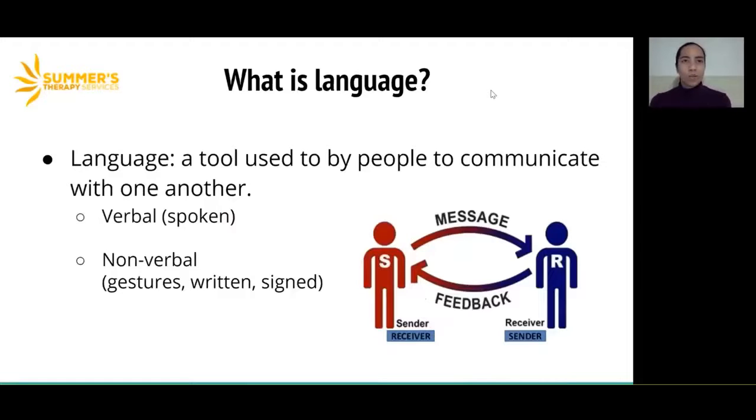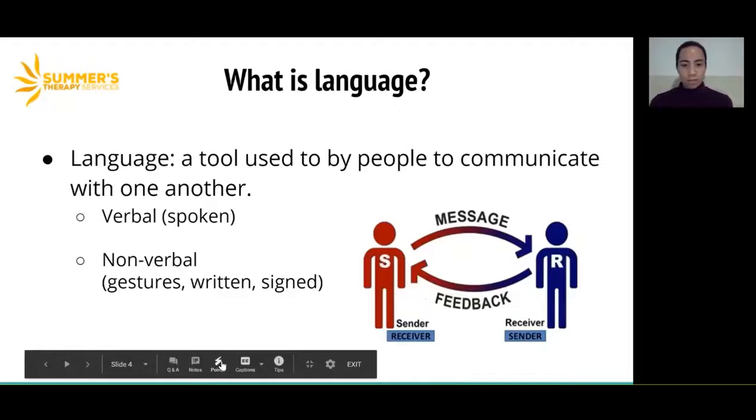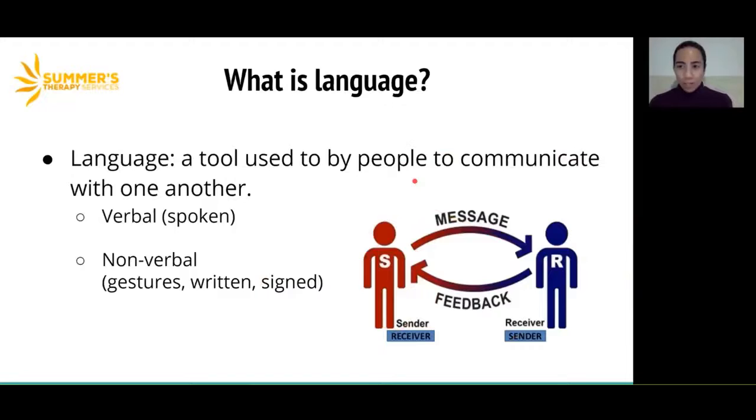What is language? We want to talk about language development. What are we developing actually? So language is a tool used by anybody to communicate with one another. So communication is this symbol and this picture you see over here. When a message is sent from one person to the other, communication has occurred. Language is how we make this communication happen.